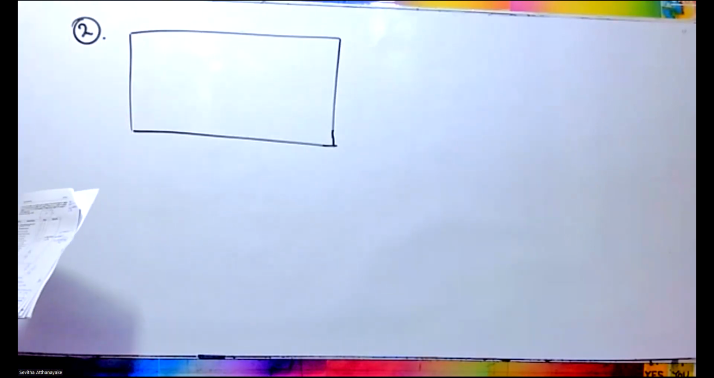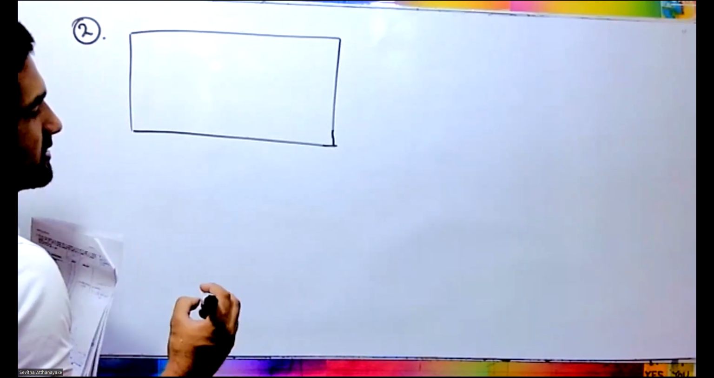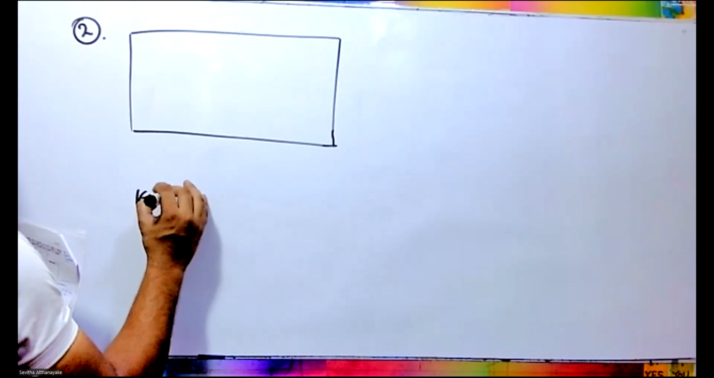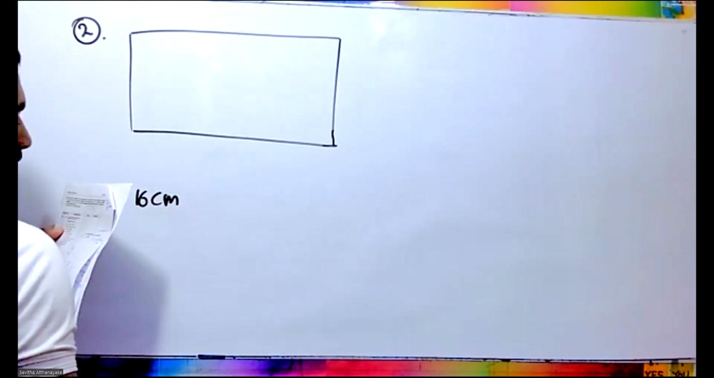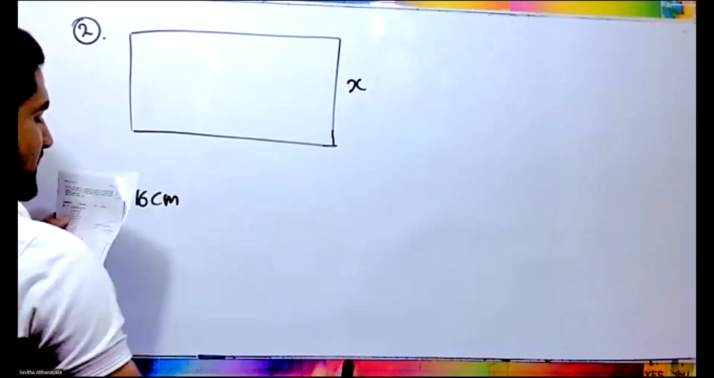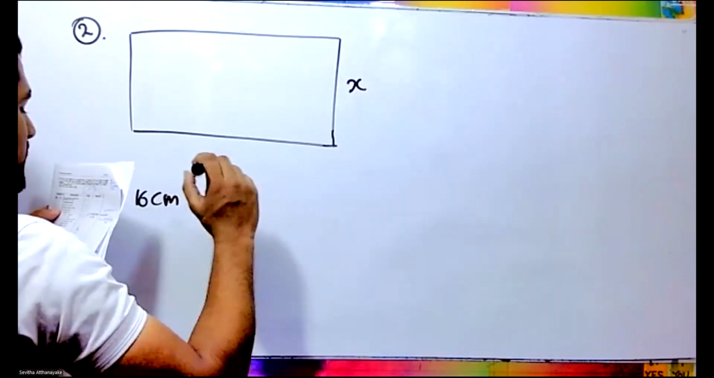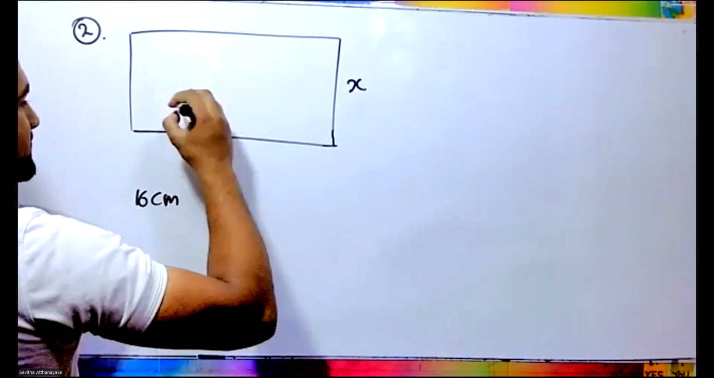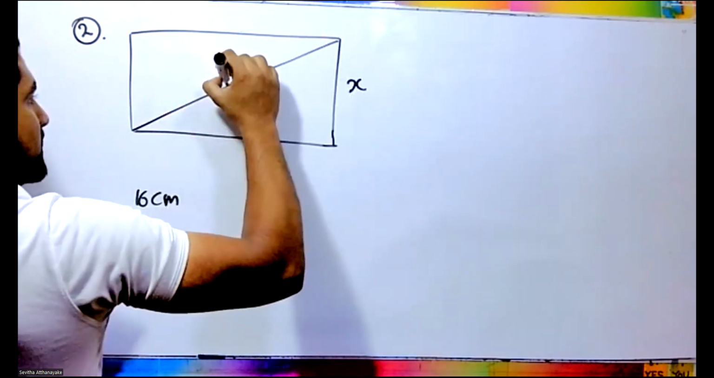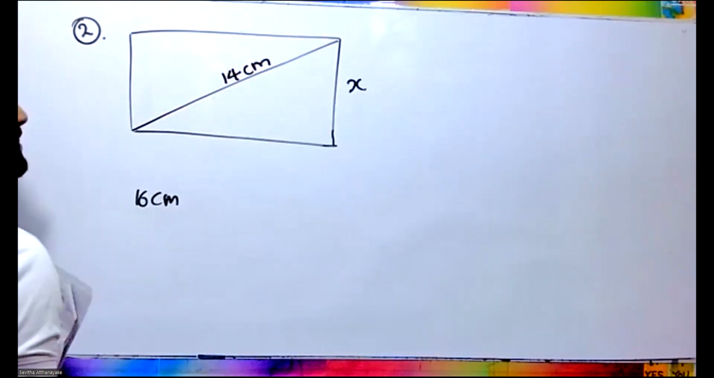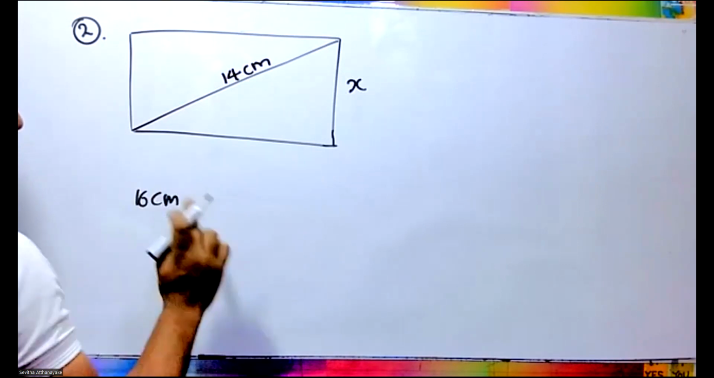The addition of the two adjacent sides is 16 centimeters. The breadth is given as x. Length of a diagonal is 14 centimeters.